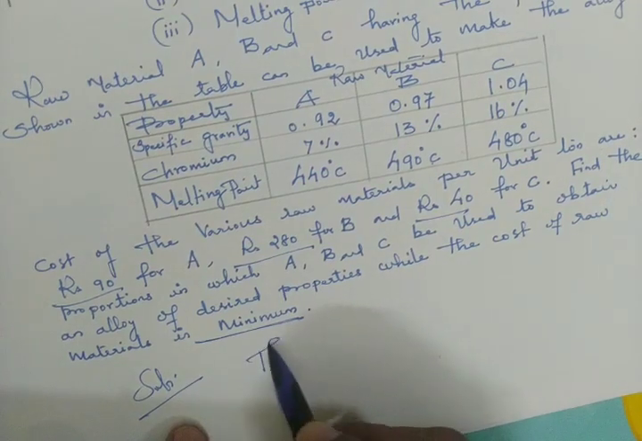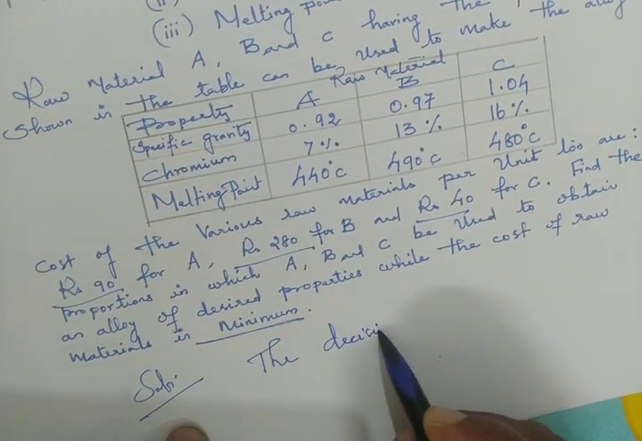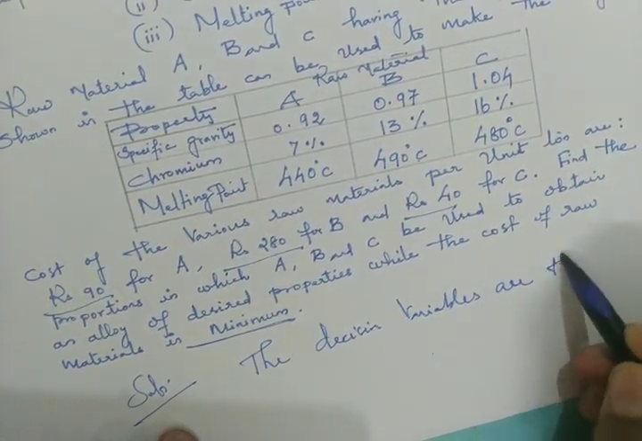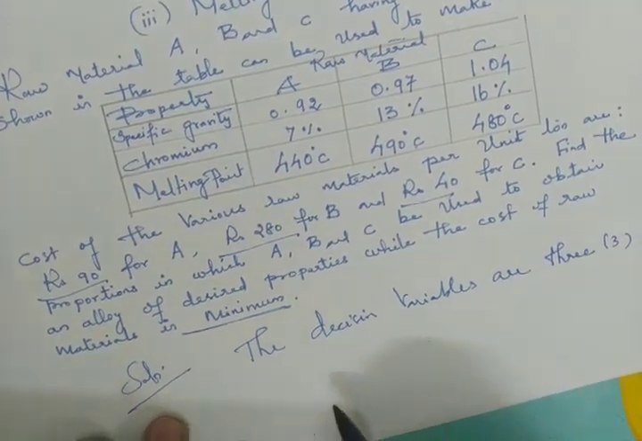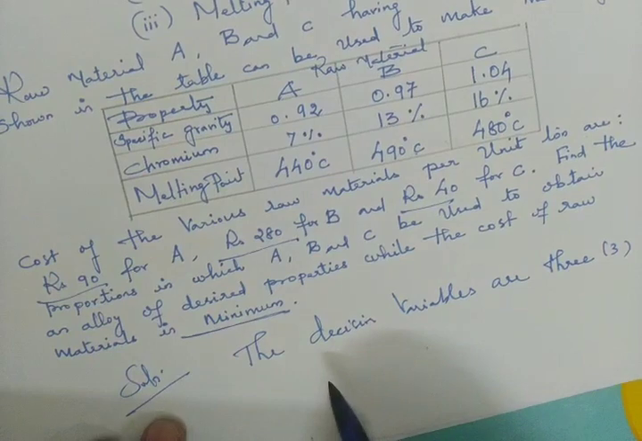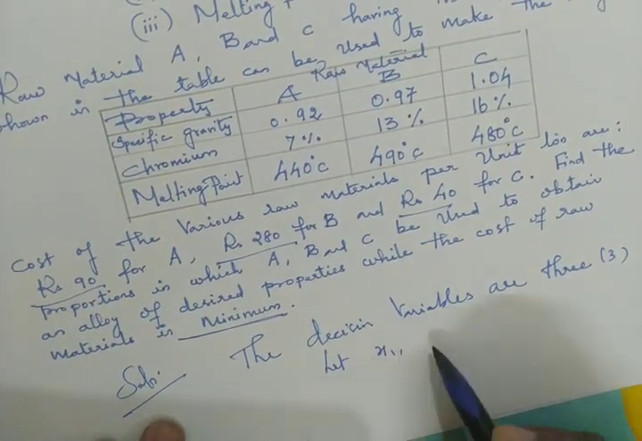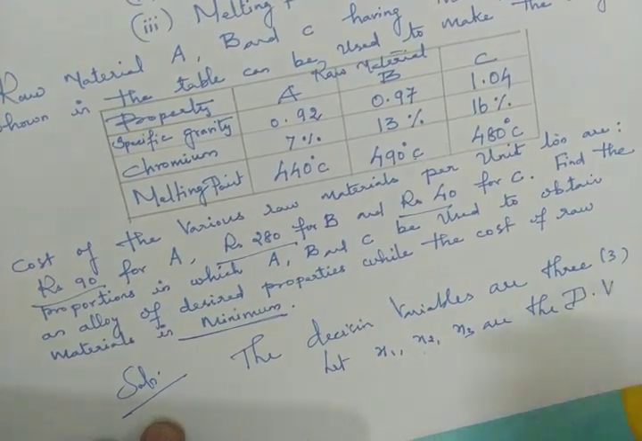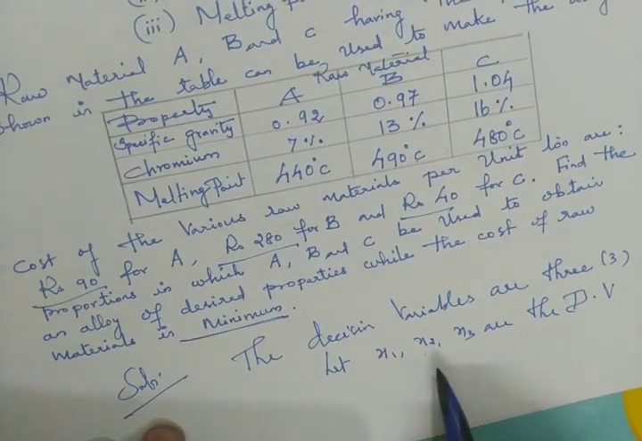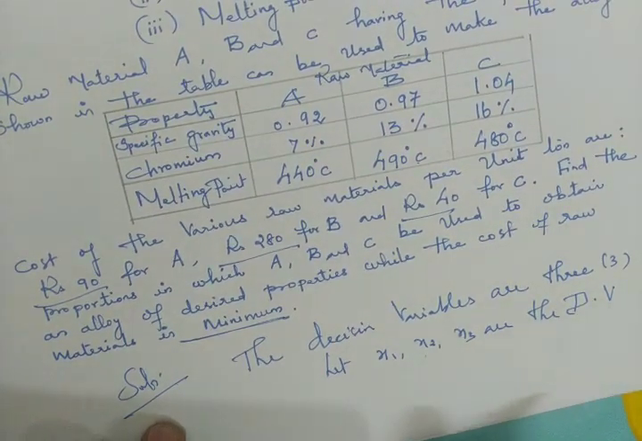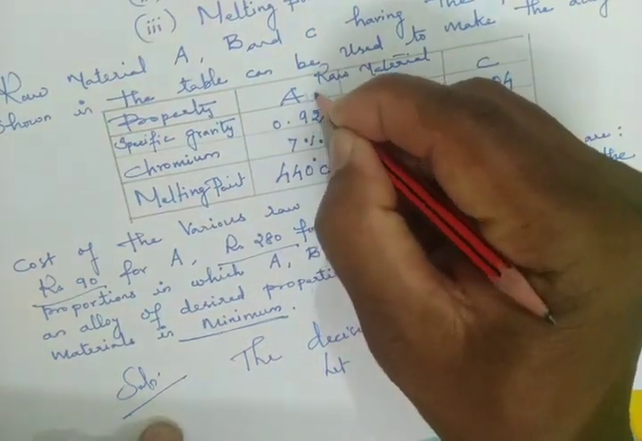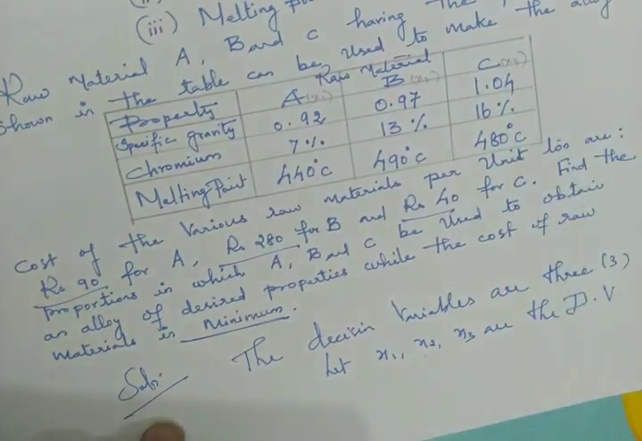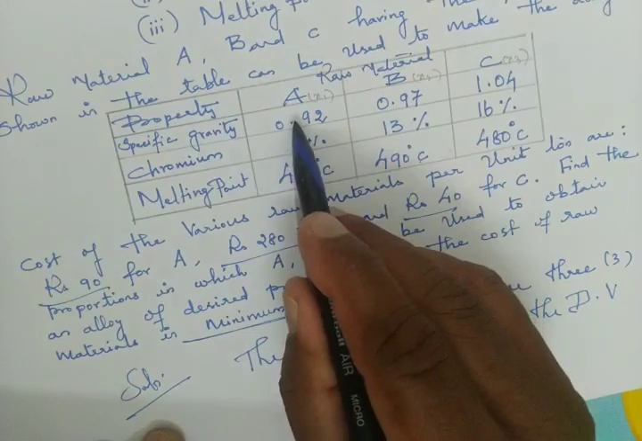Therefore in this problem the decision variables are 3. After finding the number of decision variables, you name them. Let x1, x2, x3 be the decision variables. After naming the decision variables, you form the constraints. For A we assume x1, for B we assume x2, for C we assume x3.